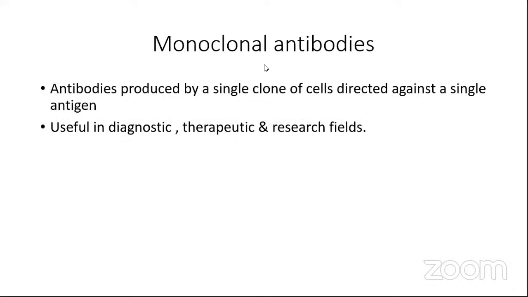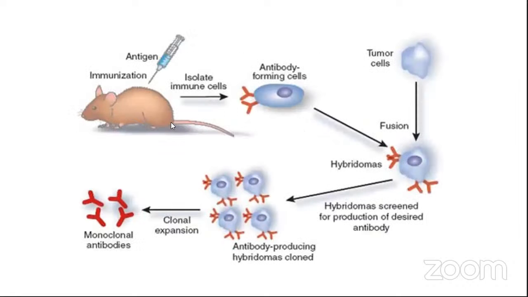And monoclonal antibodies, you know very well, are produced against a single clone of cells directed against a single antigen. They are useful in diagnostic, therapeutic, and research fields. Once the antigen is introduced into an animal, the immune cells are taken. These antibody forming B cells will be fused with tumor cells. Why? Because tumor cells have a capacity to proliferate in innumerable amounts. So you will be able to produce innumerable B cells, which will produce the specific antibody against this particular antigen. That fusion of these two cells is called the hybridoma. These hybridomas are further stimulated to produce specific antibodies, and these are called monoclonal antibodies.